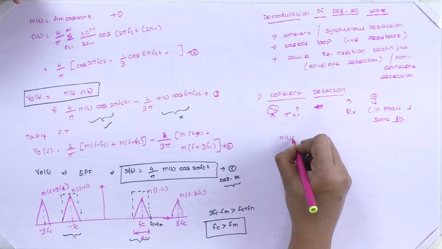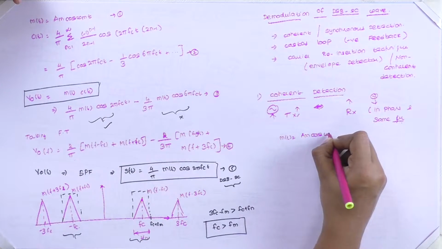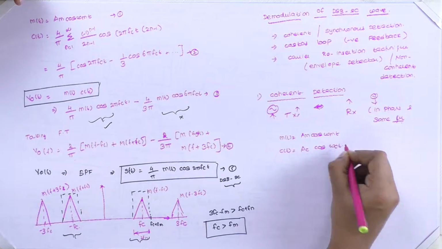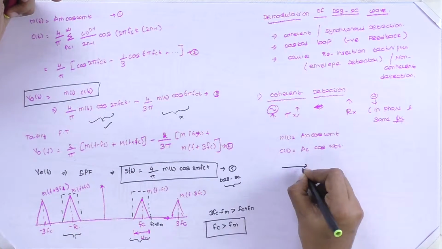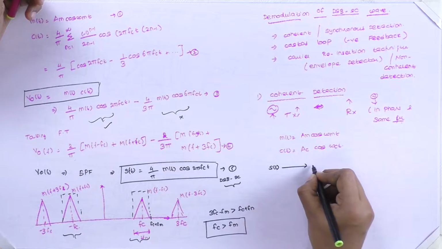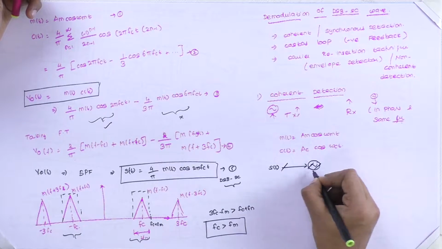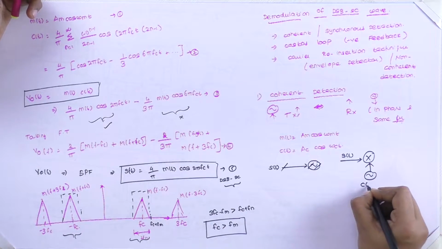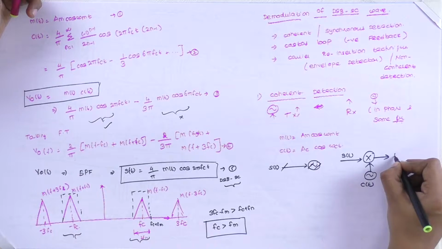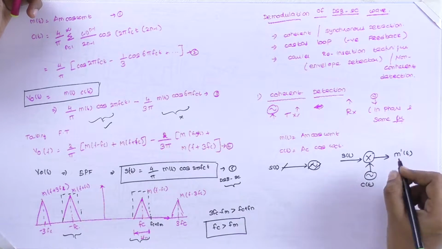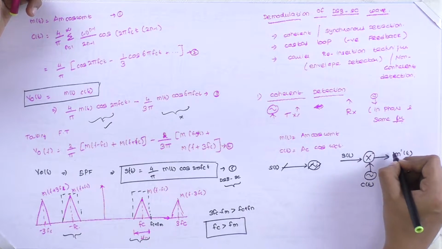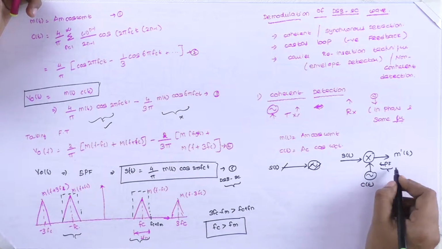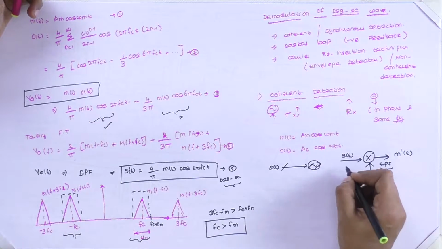We know our message signal is m of t equals am cos omega mt, and our carrier signal c of t is equal to ac cos omega ct. It's a direct product multiplication. Therefore, s of t, our amplitude modulated wave, is multiplied with the local oscillator in the product multiplier. Our output will be m dash of t after it is filtered by using the low pass filter. Here we have a low pass filter to filter out the message signal from the recovered signal.